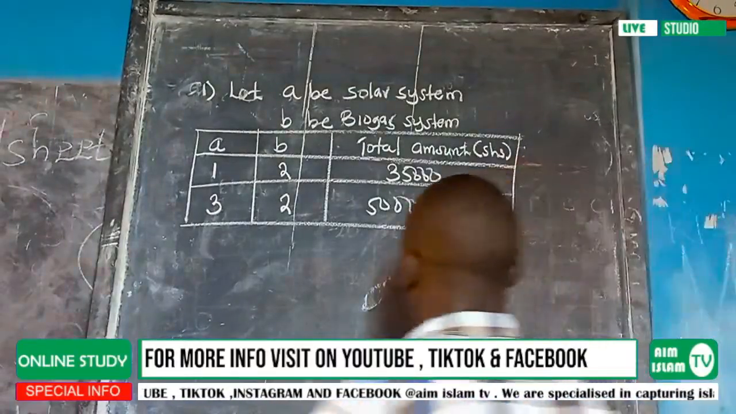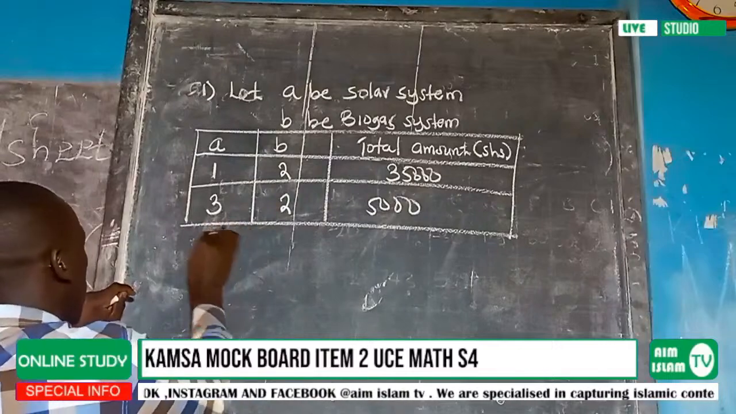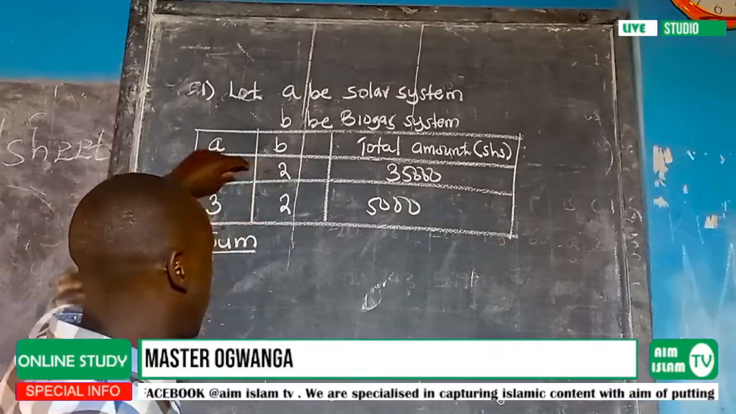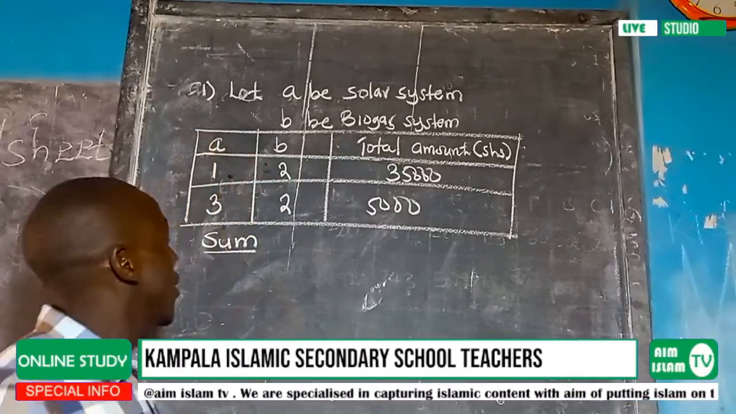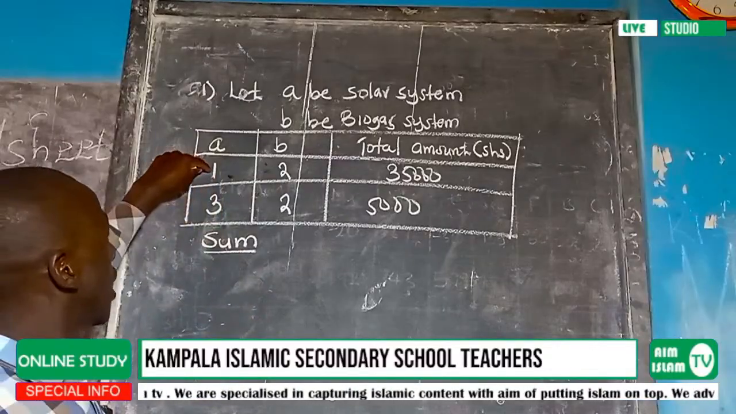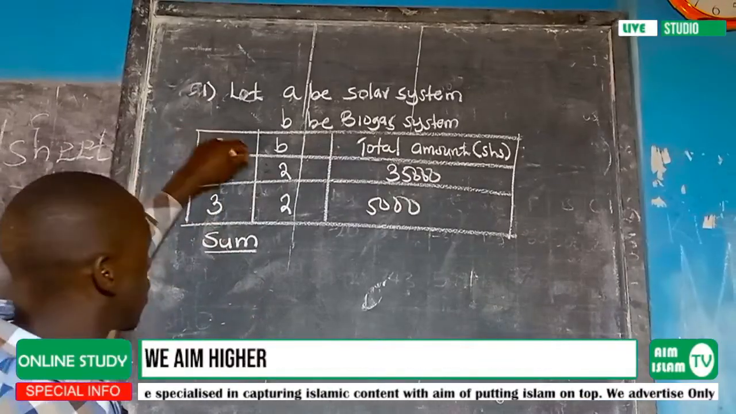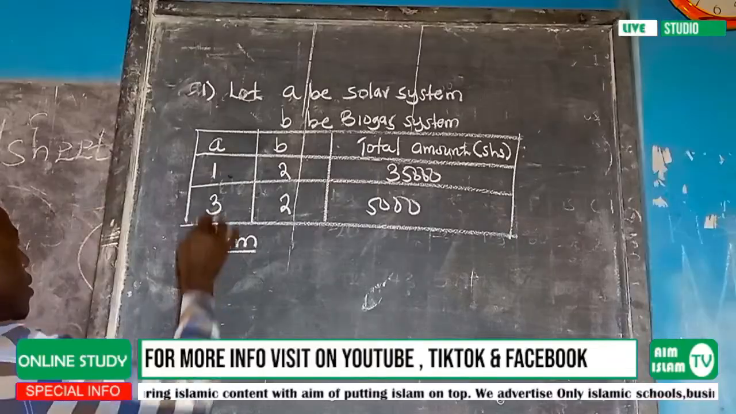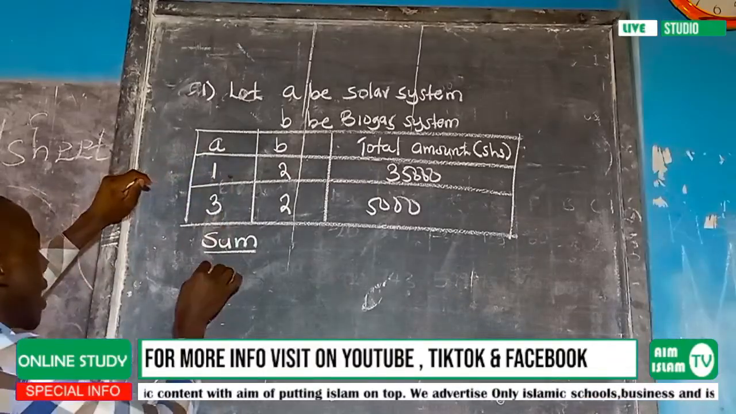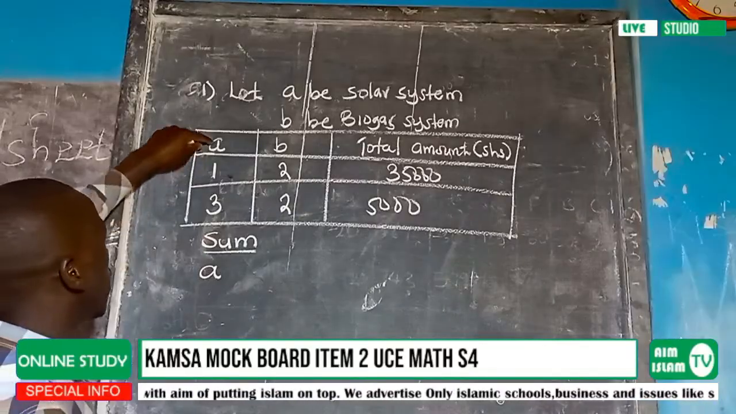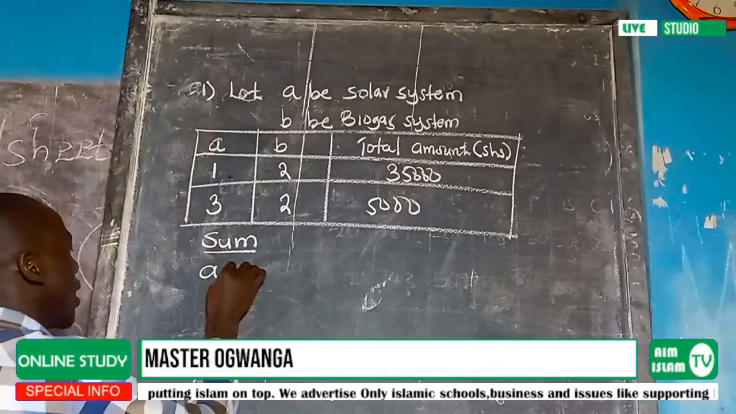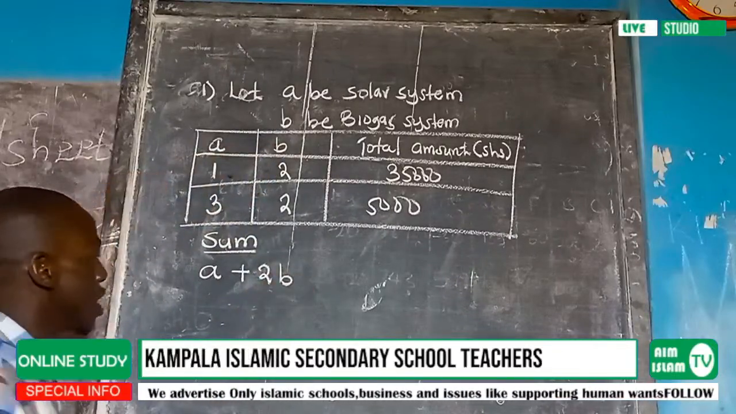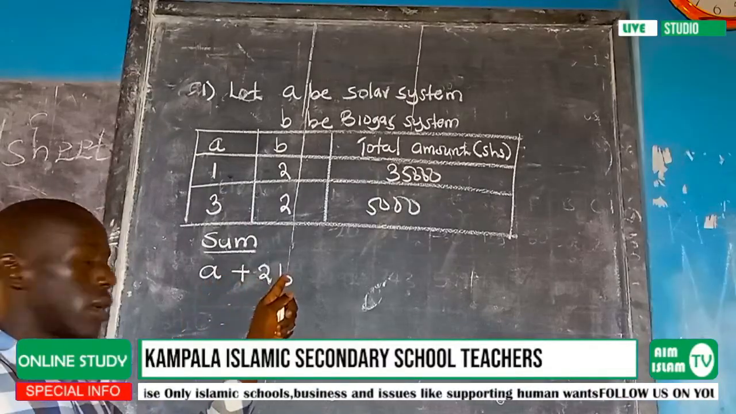So I am going to start by answering situation 1, where they are talking about the sum. Whenever they have given us something with the sum, it means an addition, meaning that if I add the one of the solar system and the 2 of the biogas, we should get 35,000. So we look at this one here as A, because if I multiply 1 times A, which is the unknown, it becomes A. Then I also look at the 2 of B, that is 2B, meaning that this one here means the solar system and twice the biogas.